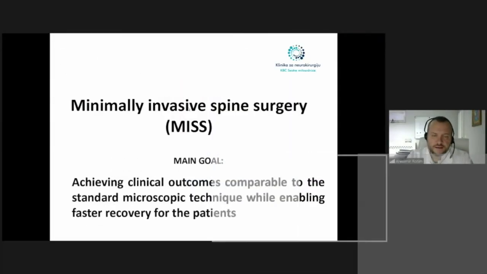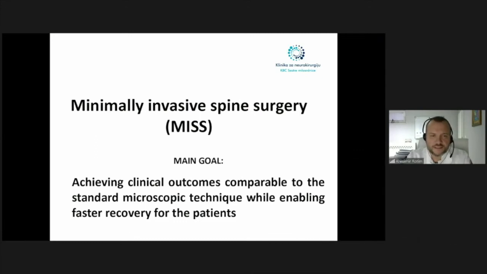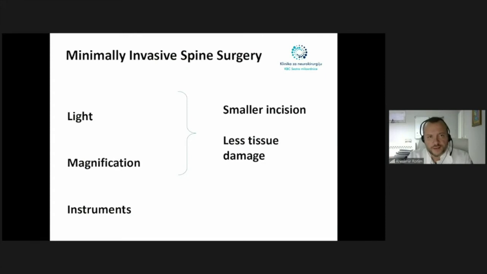So the main goal of minimally invasive spine surgery is, of course, to achieve outcomes comparable to previous standard macro or microscopic techniques, but enabling patients to recover faster. So these are the highlights of the minimally invasive techniques.